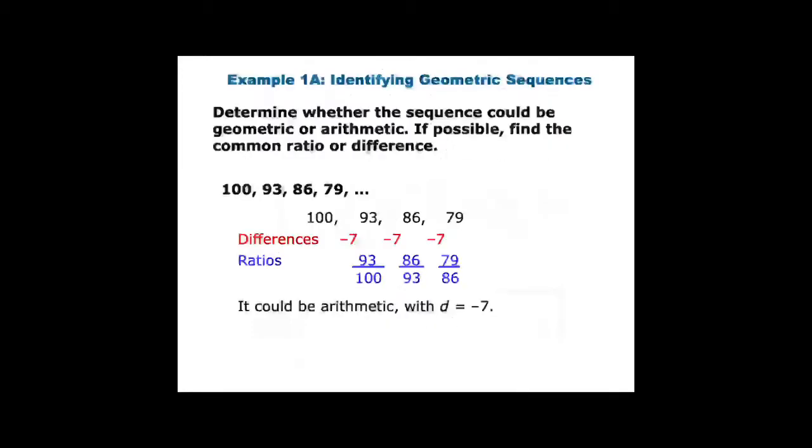Example 1, determine whether the sequence could be geometric or arithmetic. If possible, find the common ratio or difference. Looking at this one, we lay out the numbers, we find the differences between the numbers, and then we also find the ratios between the numbers. In this one, it would be arithmetic because the difference is -7.